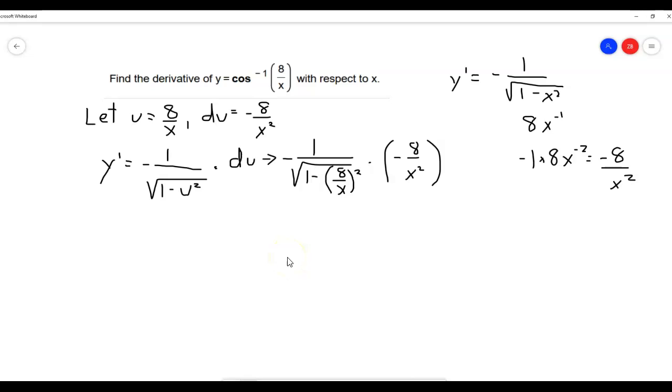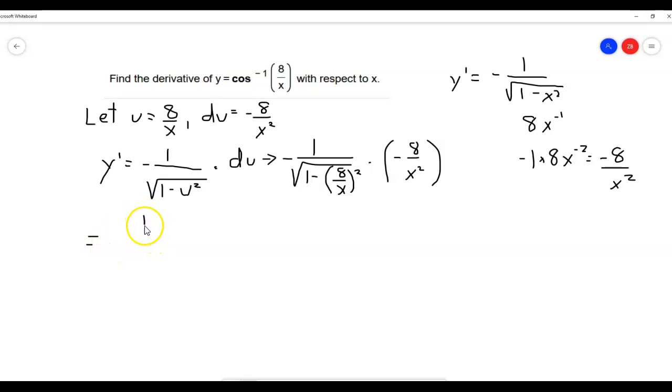Now it is some cleanup time because they probably want us to simplify this, so that's what I'm going to be working on now. All right, let's go ahead and do that. Right away I can do the negative times the negative, so this is going to become a positive. I'm just going to cancel out those two negatives.